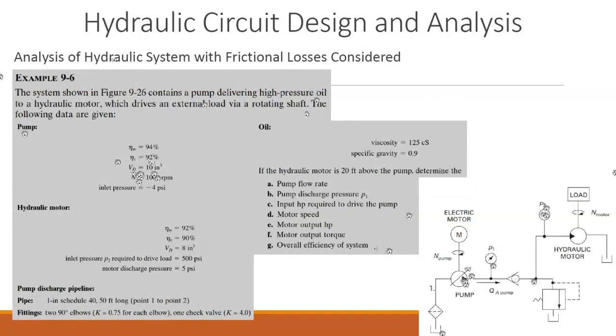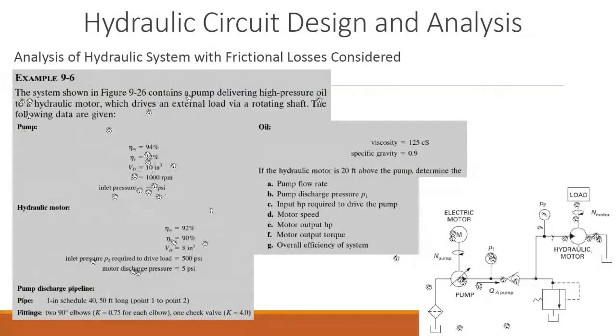So the RPM of the pump is given, which is 1000 RPM, and the inlet pressure, which is of course the suction pressure, is given as minus 4 psi, which is 4 psi less than the atmospheric pressure. Now for the hydraulic motor, the mechanical efficiency is given, the volumetric displacement, and the inlet pressure P2 required to drive the load. The motor discharge pressure, the pressure generated at the discharge end of the motor, is also given. So we need to see what net pressure it takes to do some external work.